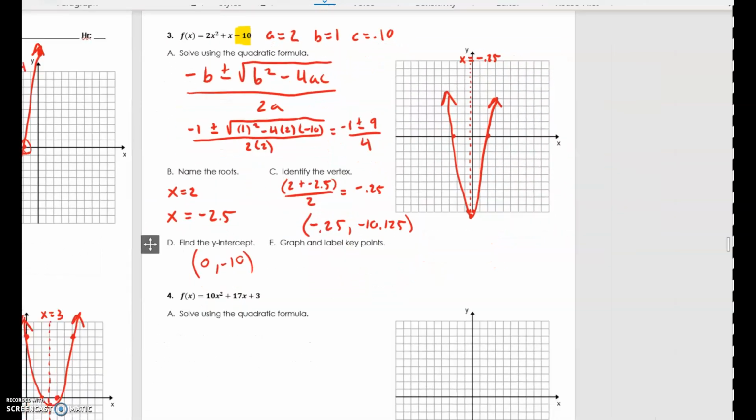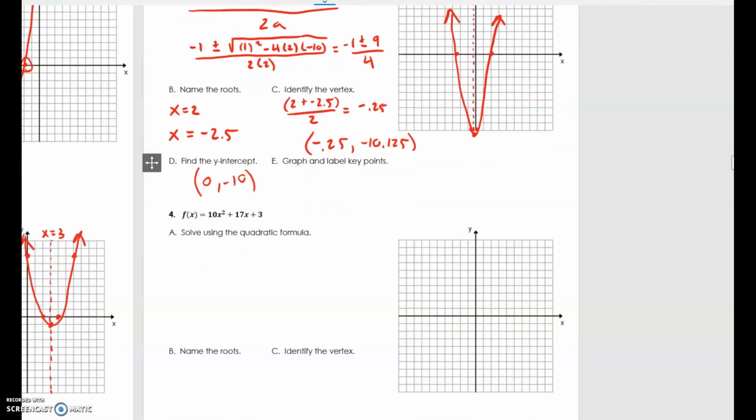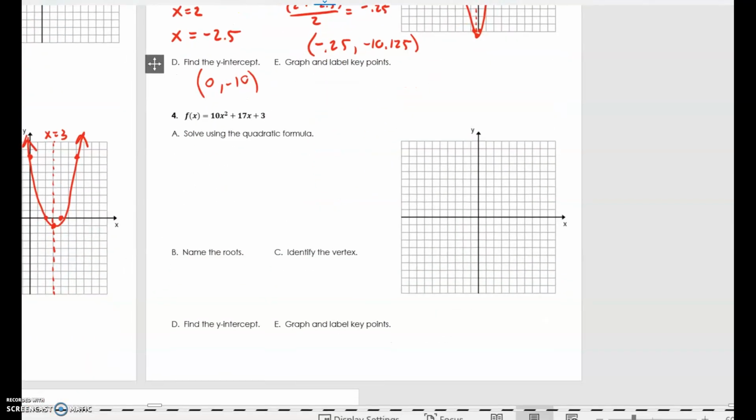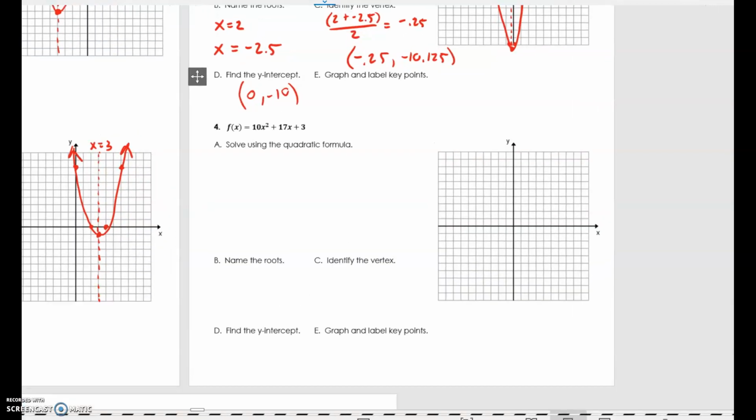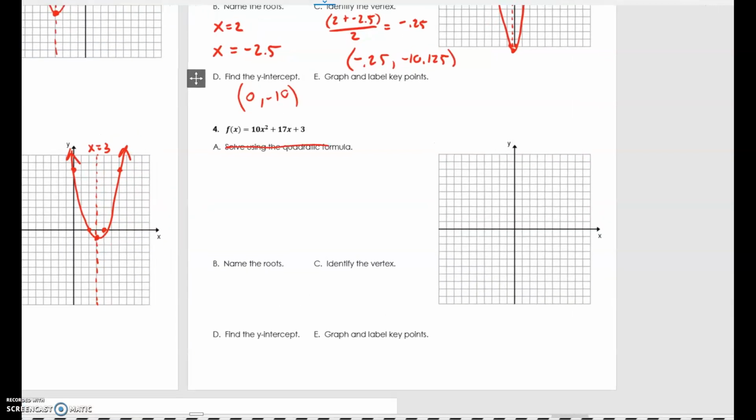Okay, so that one was solving by quadratic formula. You've got one more. This one says solve. Actually, it's going to say solve using any method. It's not going to say quadratic formula again. Okay, so this one, pick your method. Any method.